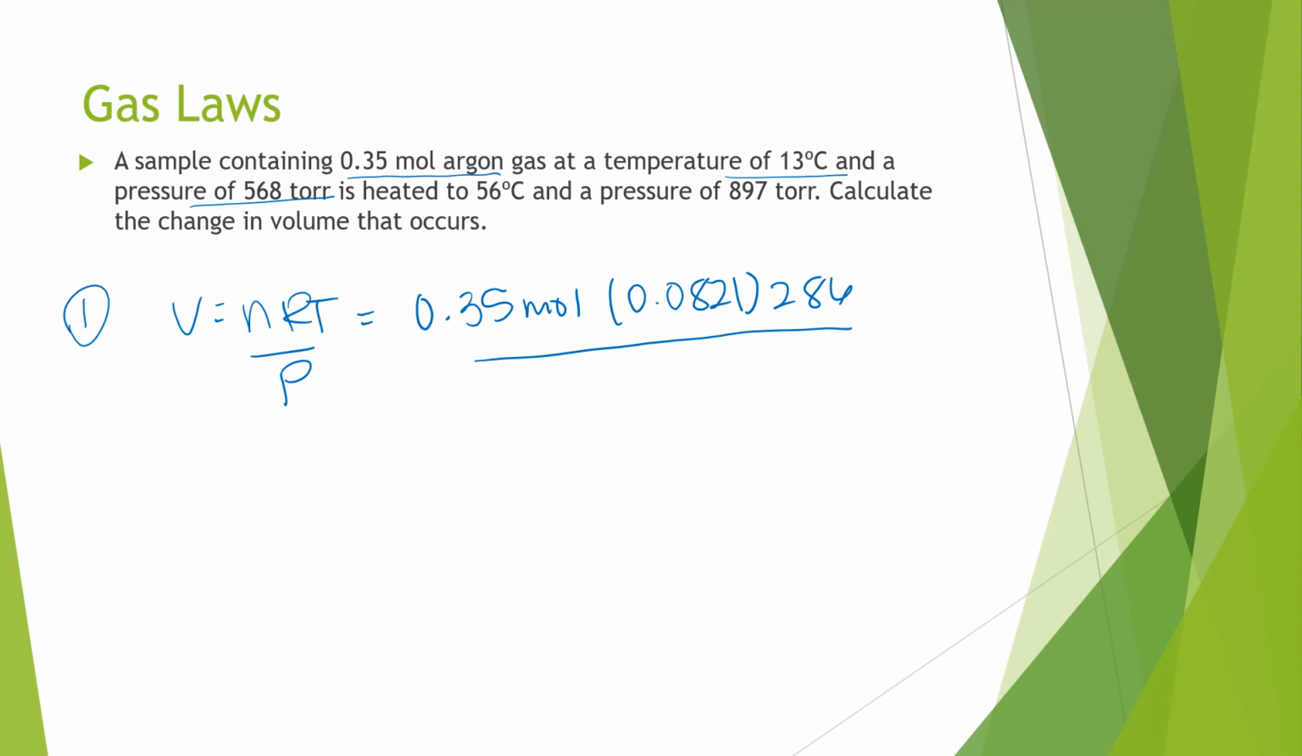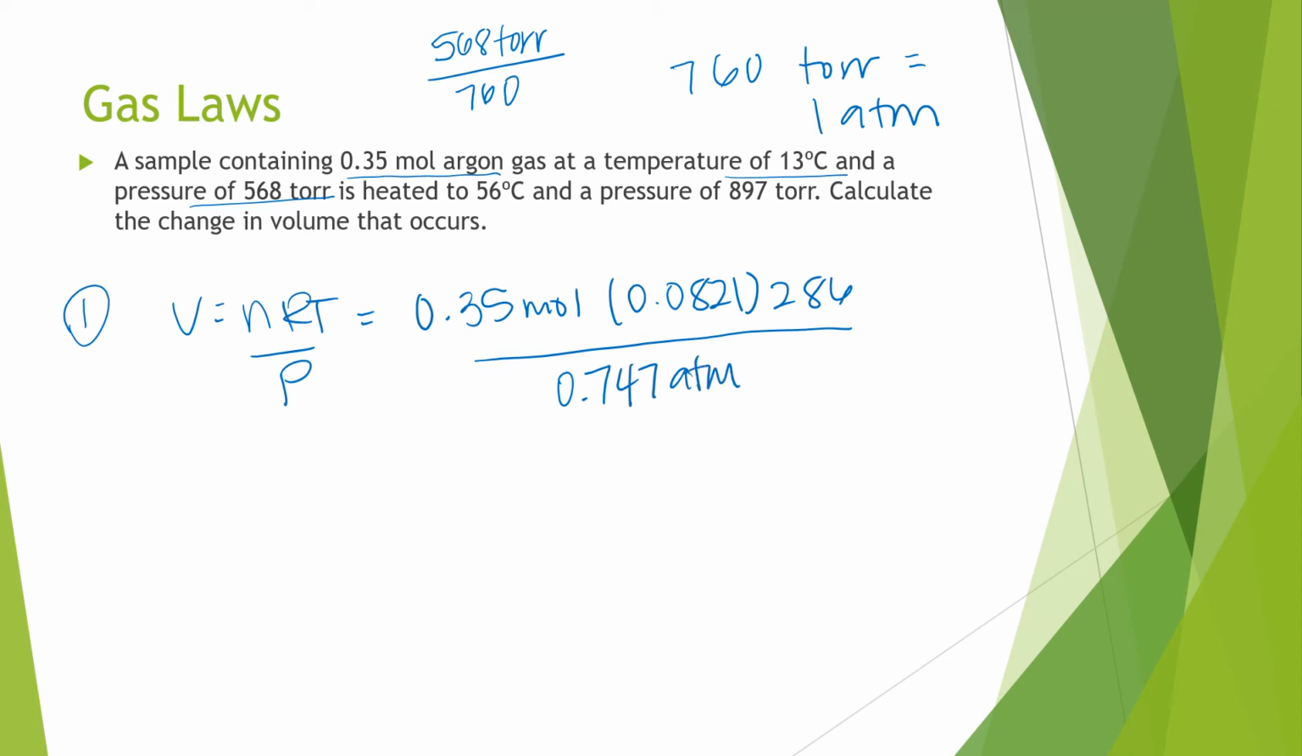So I have that 760 torr is equal to 1 atmosphere. So if I have 568 torr, I'm going to divide that by 760, and I get 0.747 atmospheres. So when I do that math, I'm going to get 11.0 liters.